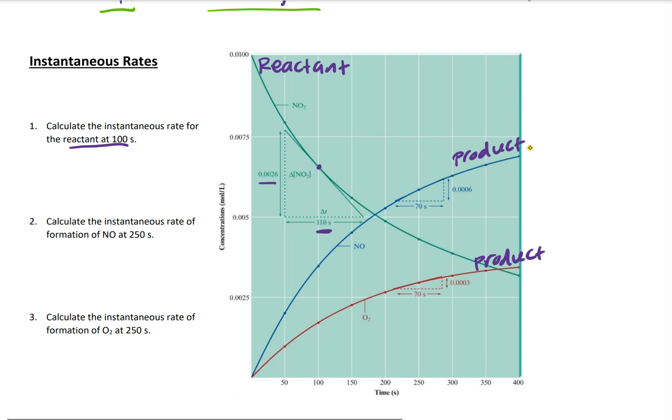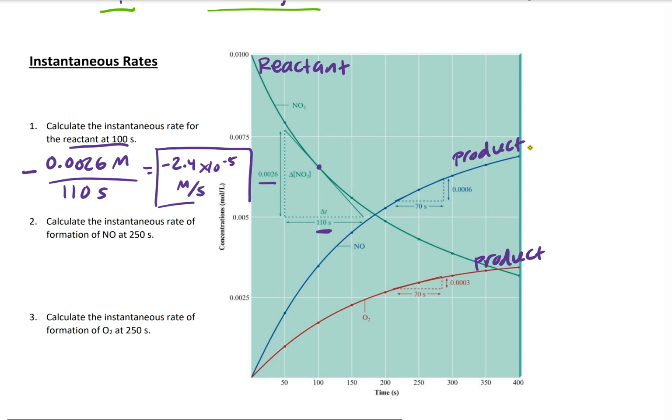So it's going to be 0.0026 molar over 110 seconds. Now this is going to be a negative value because the slope of this line is negative. It is going down. So I get an answer of negative 2.4 times 10 to the negative 5 molarity per second. And it is going to be a negative slope because the amount of reactant is decreasing over time.